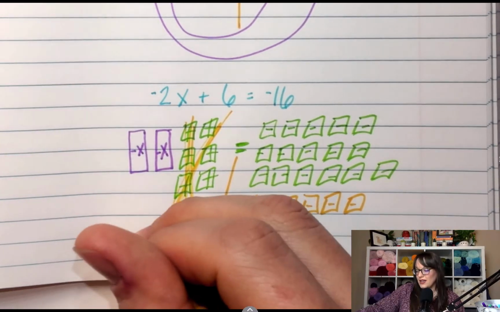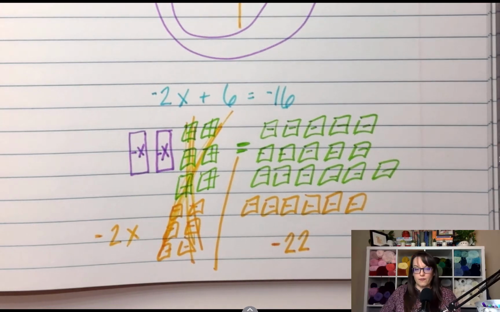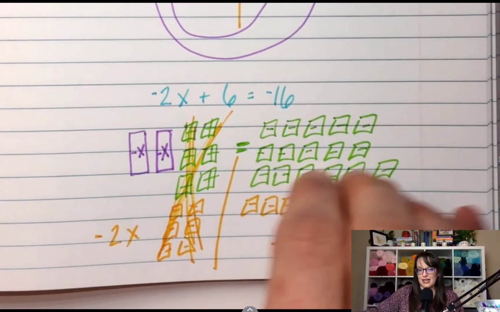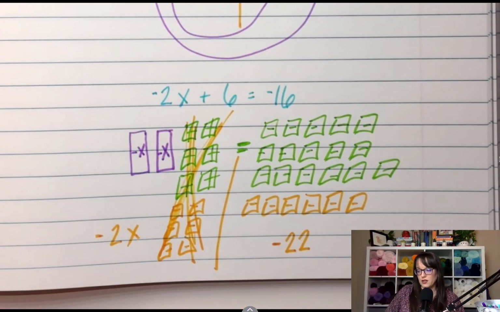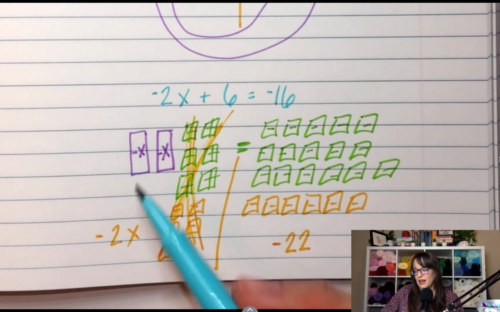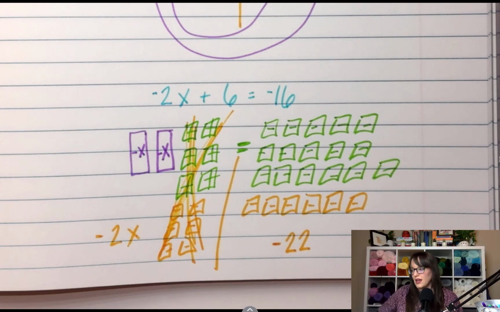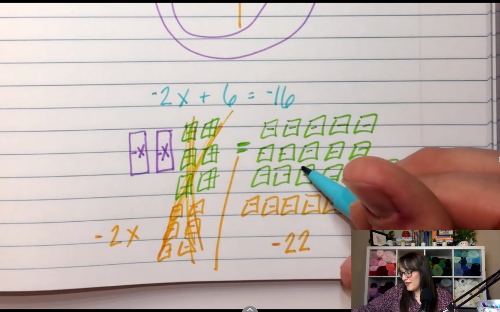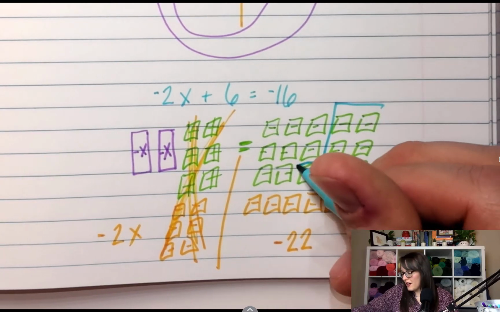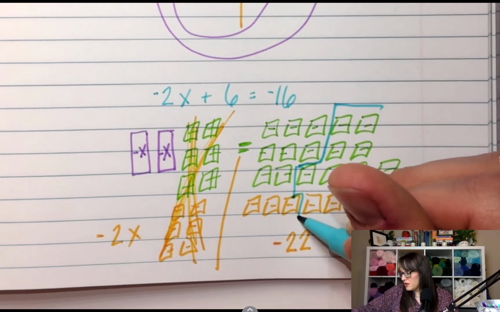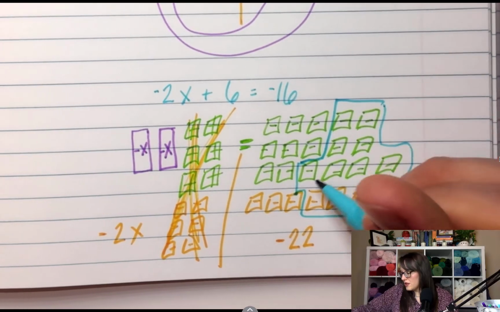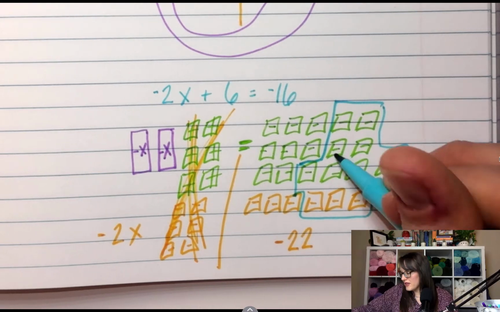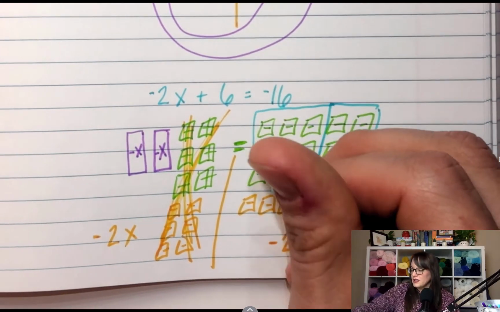And that has to equal negative 2x's. So how many groups do I need to split this side into to go with my 2 boxes over here? I need to split them into 2 groups. What is 22 divided by 2? 11. So let's count out 1, 2, 3, 4, 5, 6, 7, 8, 9, 10, 11. I think that's still 11. Okay, so that's 11 and this is 11.